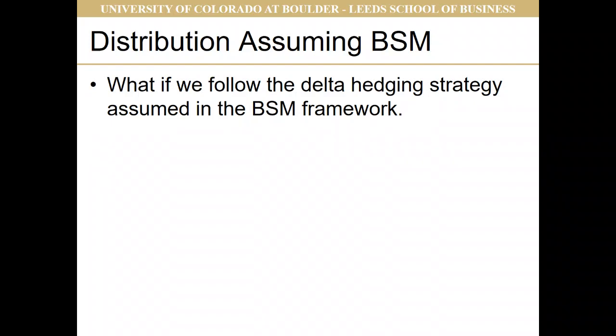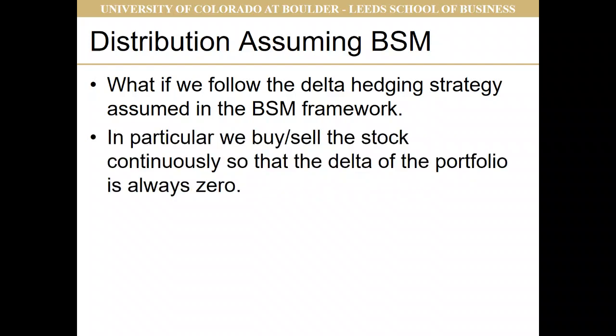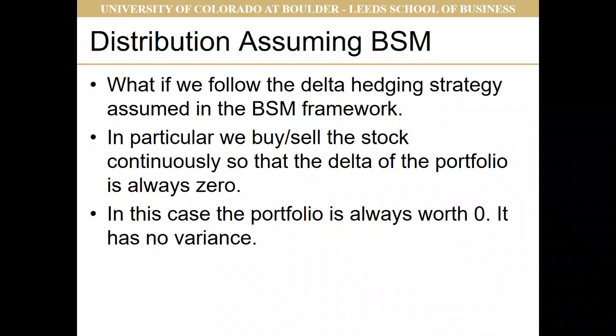Now, we could also make some other assumptions. For example, let's say we follow the delta hedging strategy assumed in the Black-Scholes-Merton framework. In particular, we buy and sell the stock continuously, fractional quantities of the stock, so the delta of the portfolio is always 0. In this case, the portfolio is always worth 0. It has no variance. That's the whole point of the Black-Scholes-Merton framework, and that's where the fair value of the option came from.